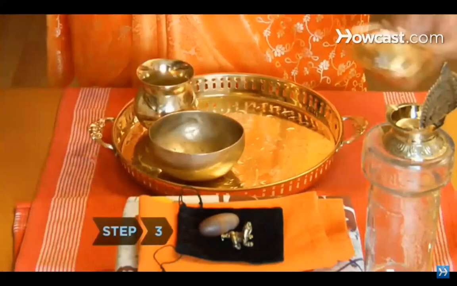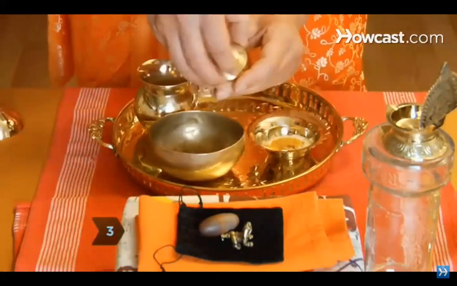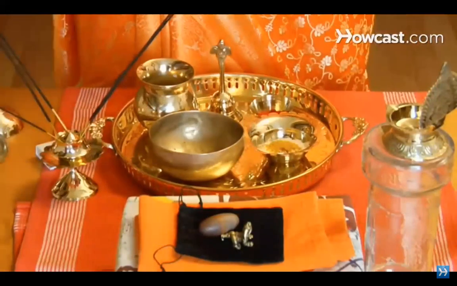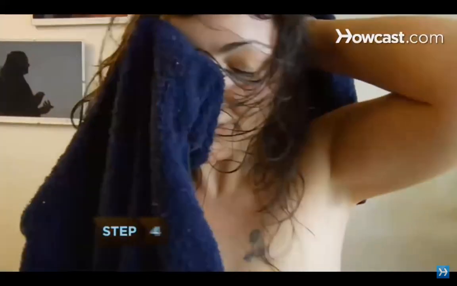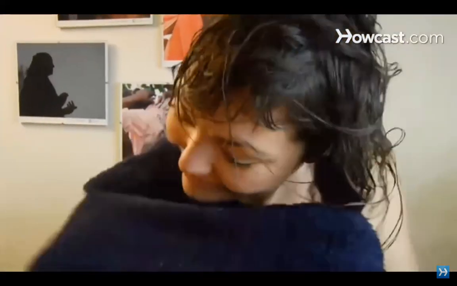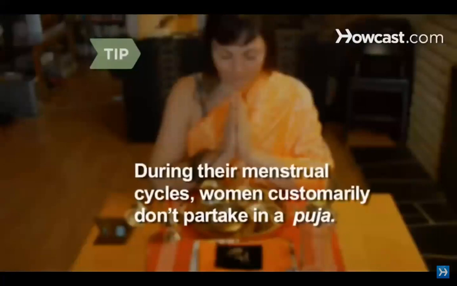Step 3. Place the items you are using in the small bronze or silver pots, and then place the pots on the large metal tray. Step 4. Bathe and put on clean clothes before entering the shrine to maintain the space's sanctity. During their menstrual cycles, women customarily don't partake in a puja.